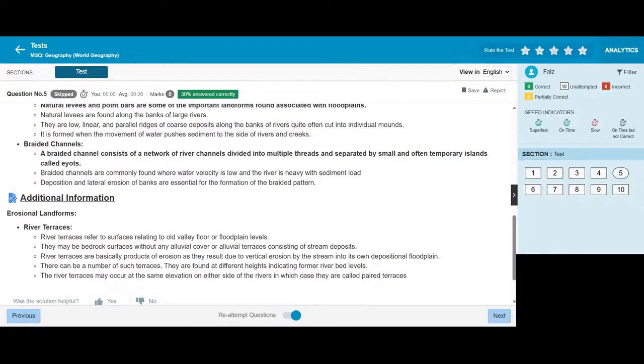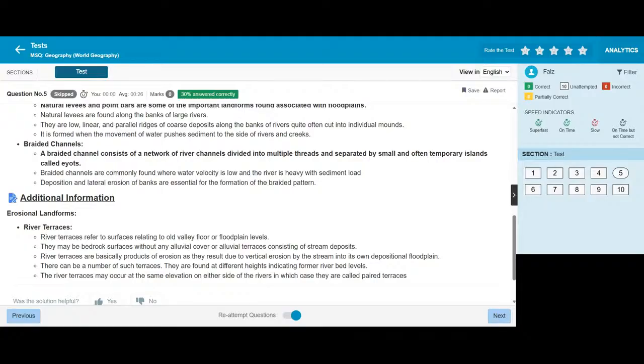Braided channels. A braided channel consists of a network of river channels divided into multiple threads and separated by small and often temporary islands called eyots. Braided channels are commonly found where the water velocity is low and the river is heavy with sediment load. Deposition and later erosion of banks are essential for the formation of the braided pattern.